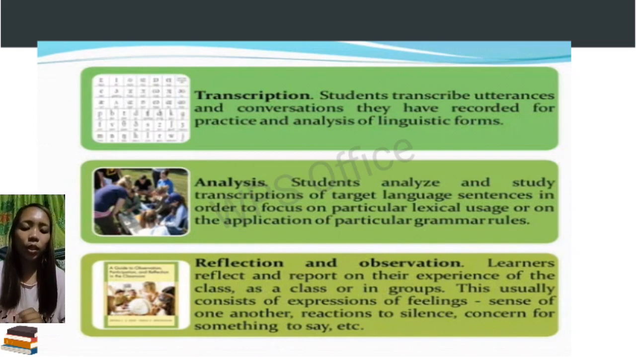In this type of learning, reflection and observation, the students will express their feelings or experiences during the activity. They are going to speak it in front of the class or in the group. The students here are going to express what they feel during the activity, how they find it interesting, or if they have a hard time.